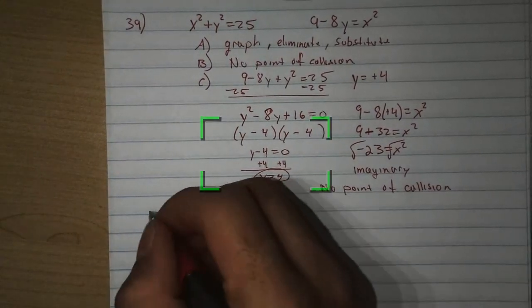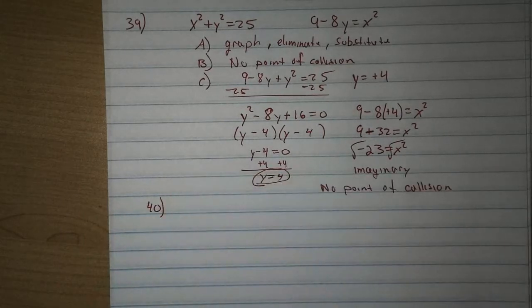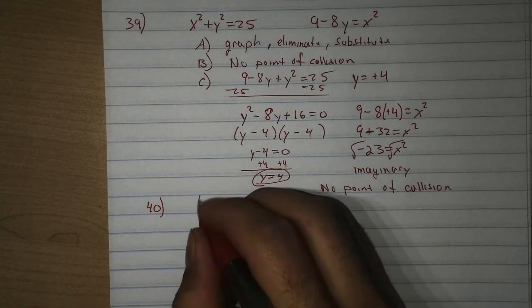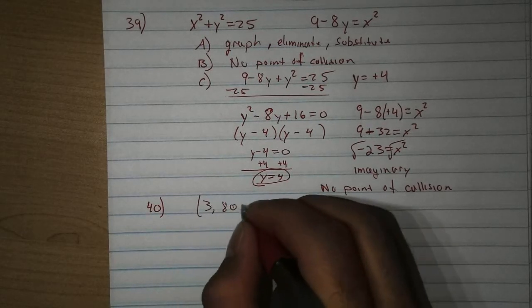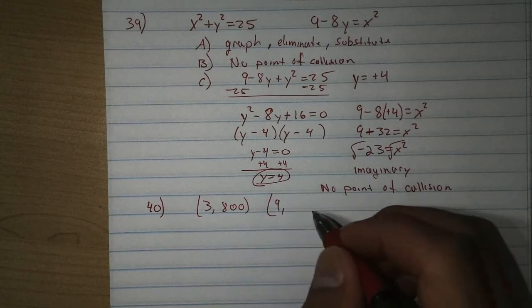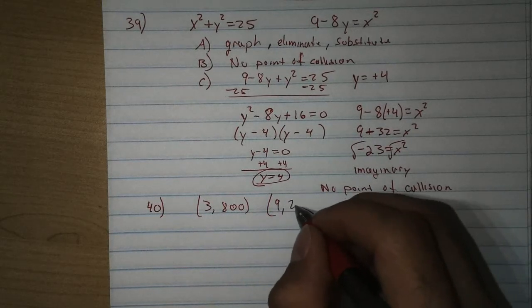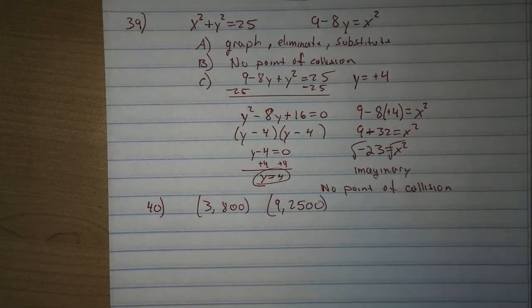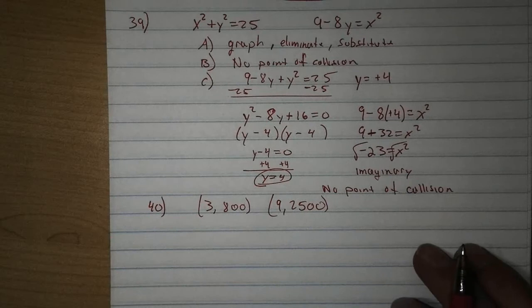Alright. Number 40. So for 3 years, the balance in your account is $800. For 9 years, the balance is $2,500. That's all we had to do. Just write those as coordinates. So that's how we would see this on a graph.